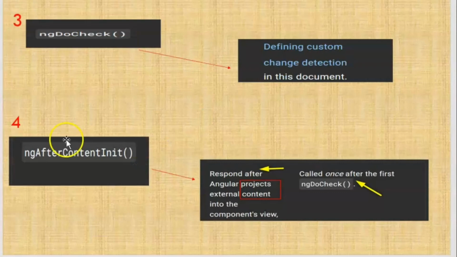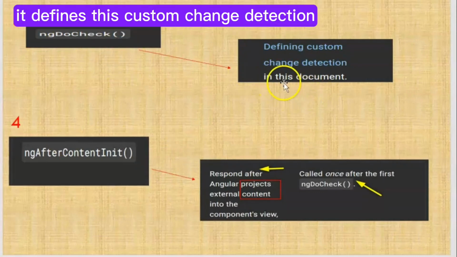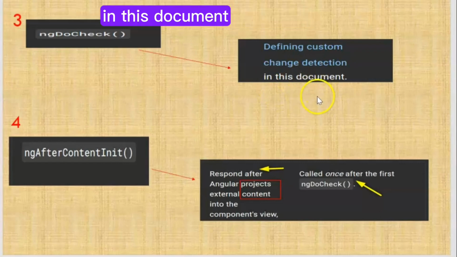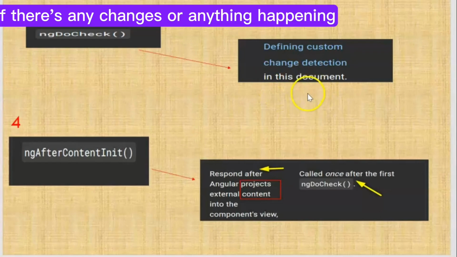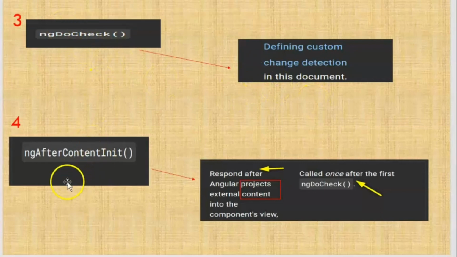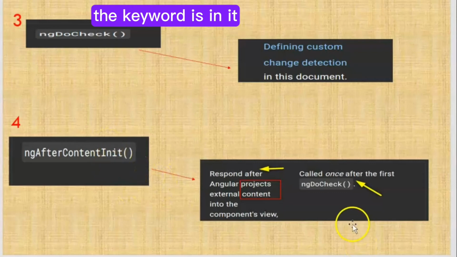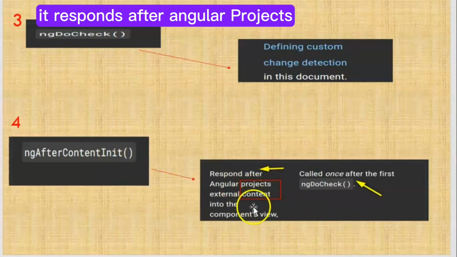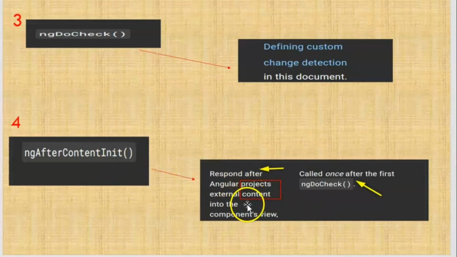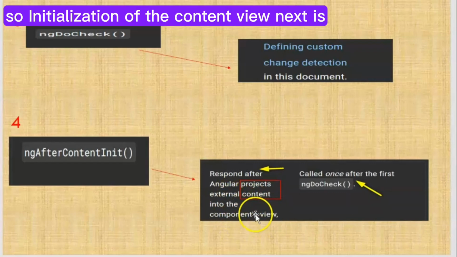Okay. The next one is ngDoCheck. It's defined as custom change detection in this document. If there are any changes or anything happening, this is where it checks. The next one is ngAfterContentInit. The keyword is init, so it responds after Angular projects external content into the component's view. So initialization of the content view.